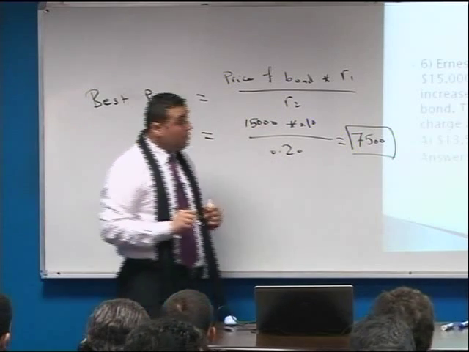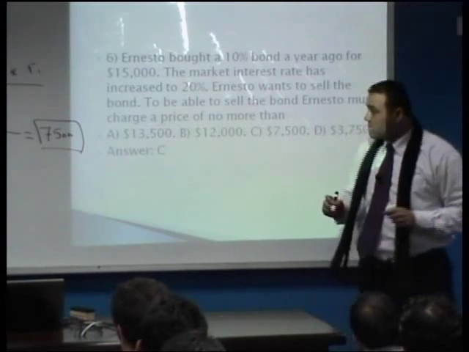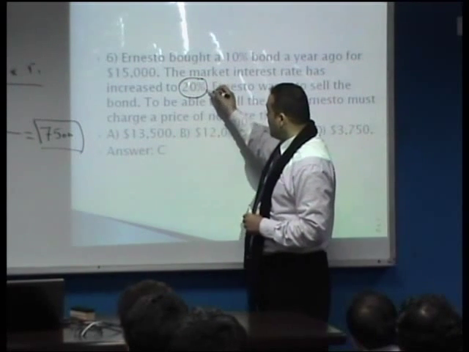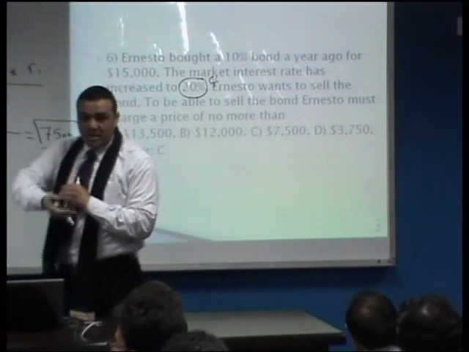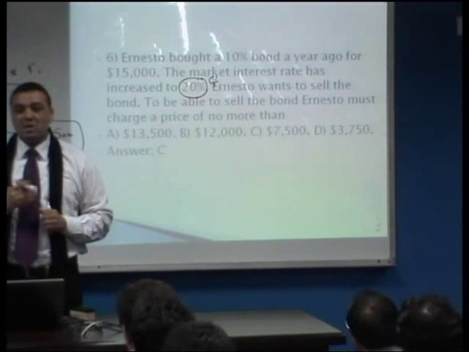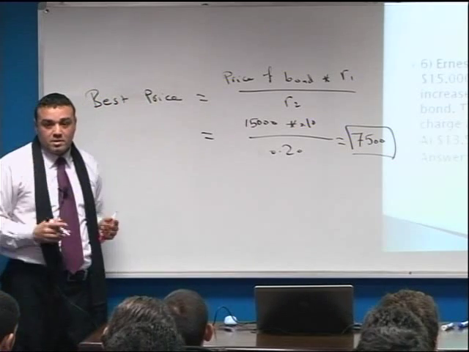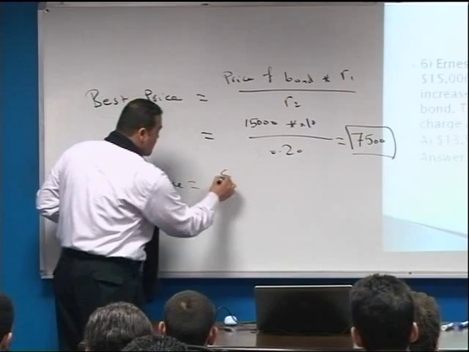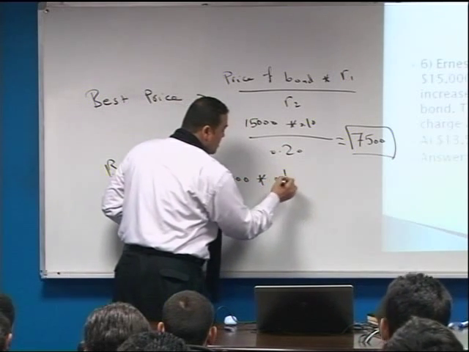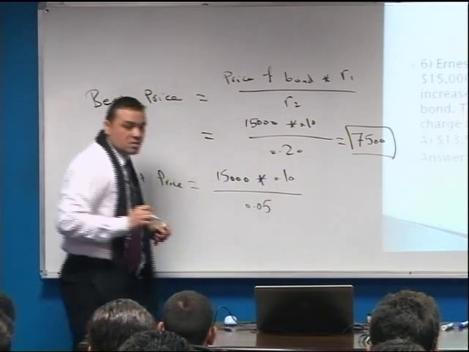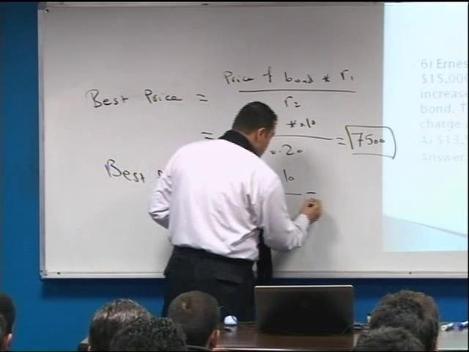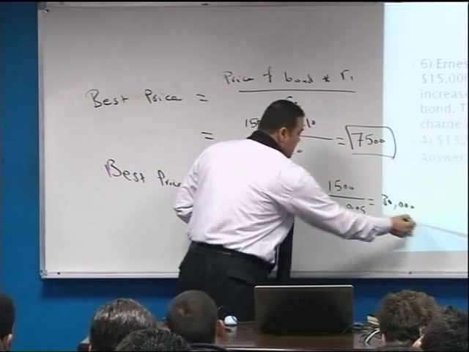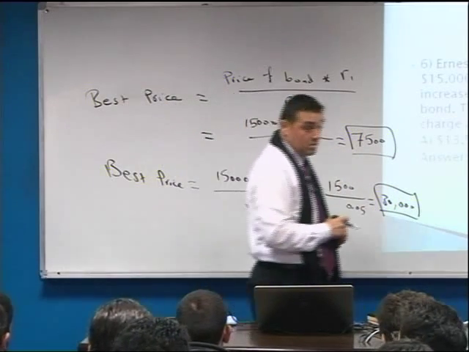Suppose they made a new issue of bonds at 5%, so instead of 20% they issued new bonds at 5%. How much is the new price? Let's see. The best price equals the price of the bond, $15,000, times 10% over 0.05. That equals $30,000. He is now able to sell it at a higher price than its original one, right? Double.